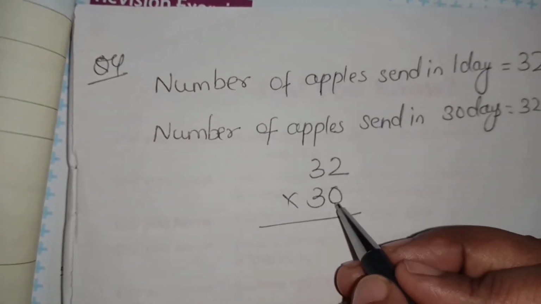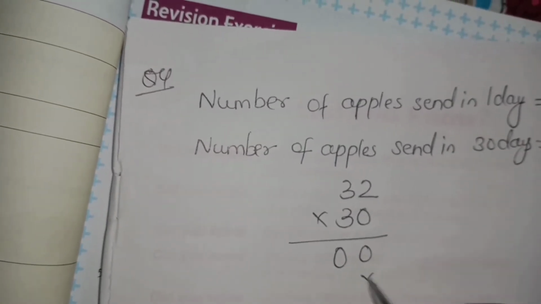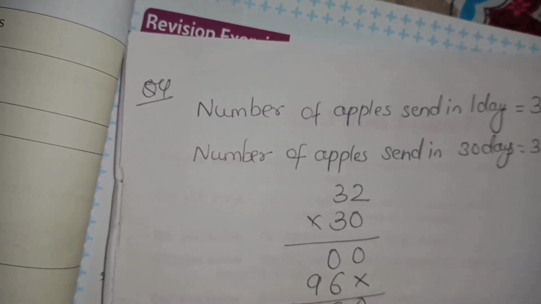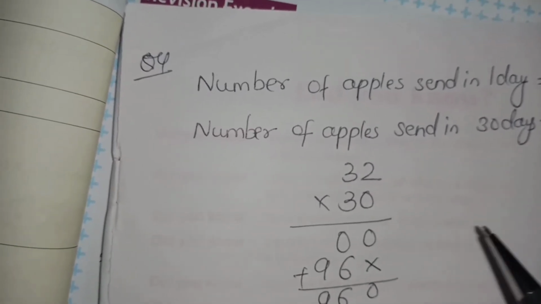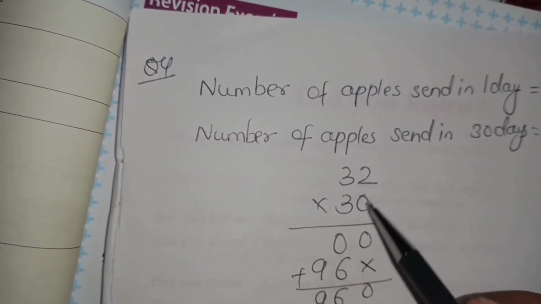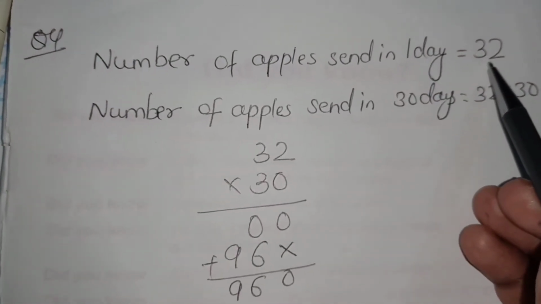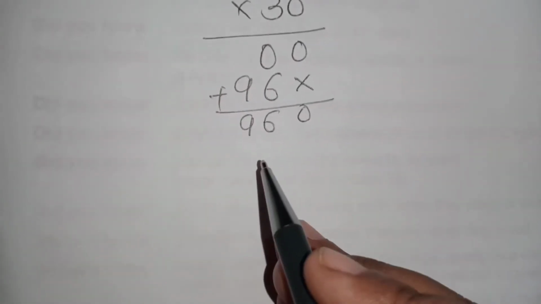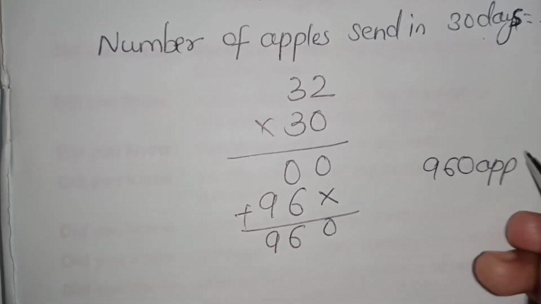Okay, now let's multiply. 0 2s are 0, 0 3s are 0. Any number multiplied by 0 is what? 0. Into 3 2s are 6, 3 3s are 9. 0 0 plus 6 is 6. This is 9. Now I have added this. So 32 into 30. In one day, how many apples? 32 apples. Okay, so in 30 days, how many apples? 32 into 30, how much have we got? 960 apples. Okay, how much? 960 apples. Understood? Now let's do the next question.